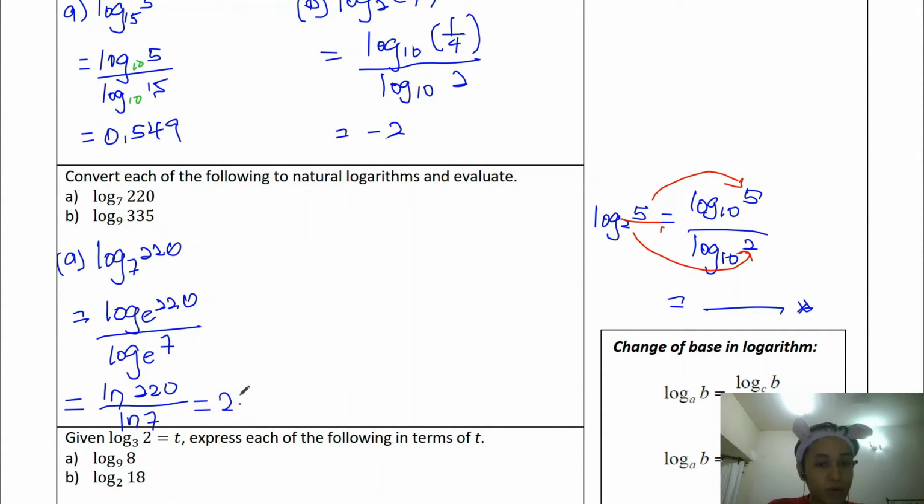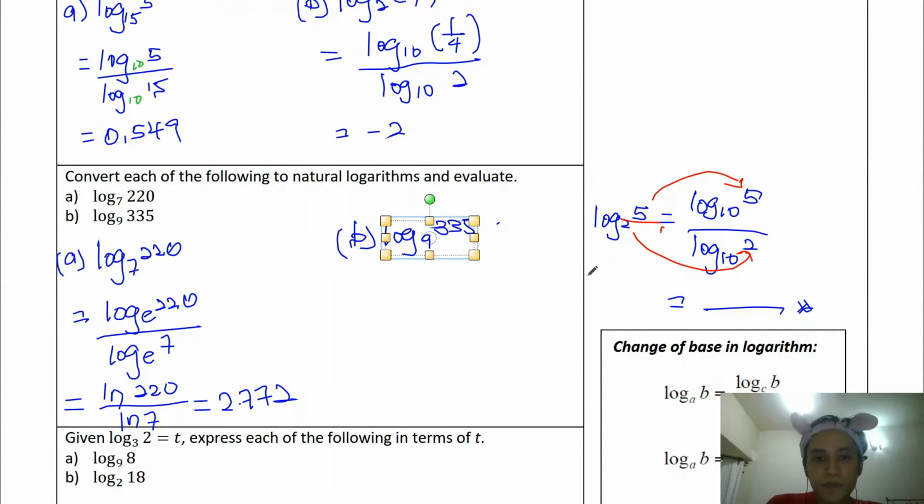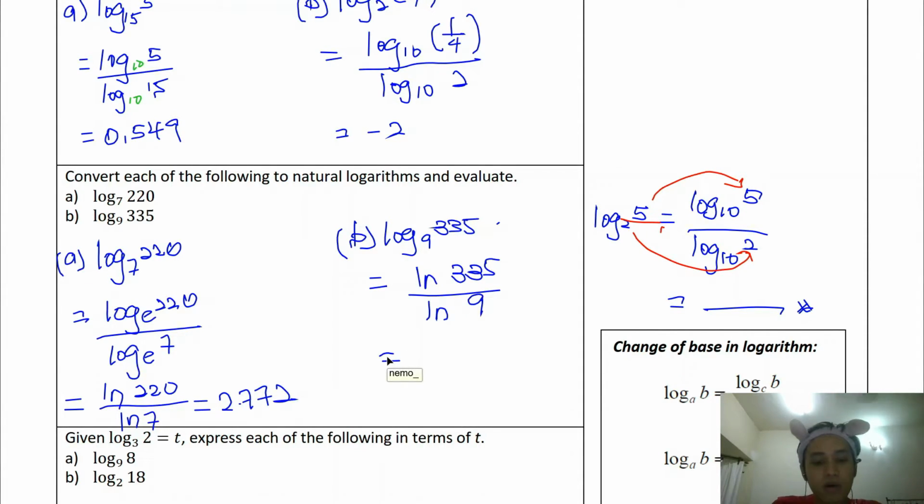So this one is 2.772. For question B, log 9 of 335. I can straight away jump onto this step, which is easier for me because log e is the same as ln. So immediately I change it to ln 335 divided by ln 9. That's it. So this is natural log.